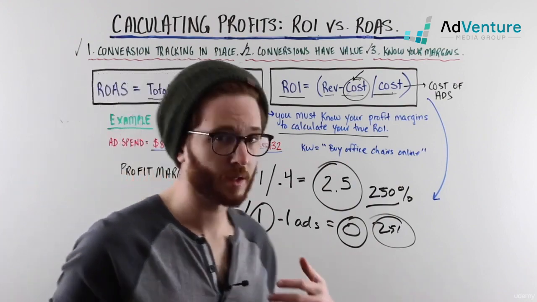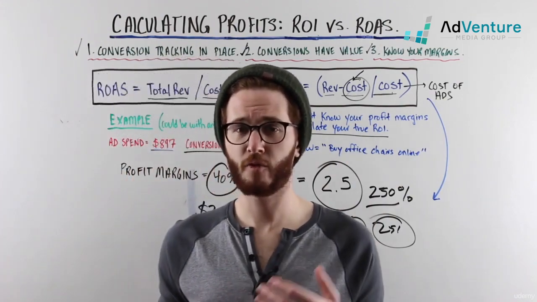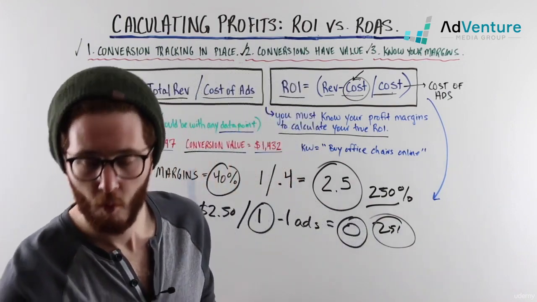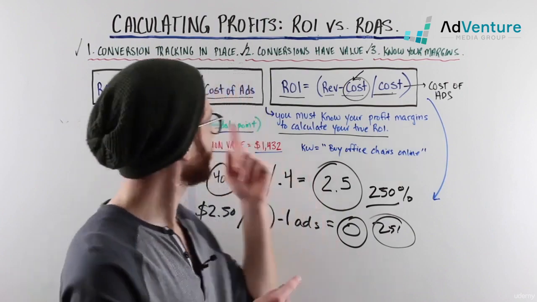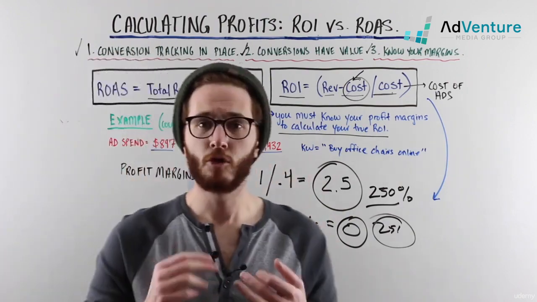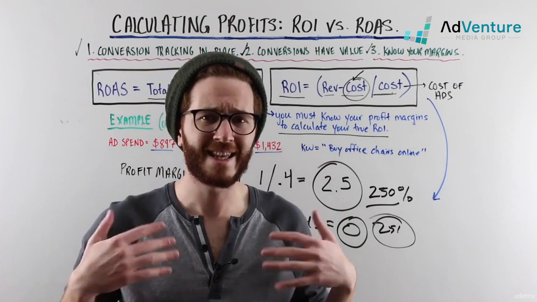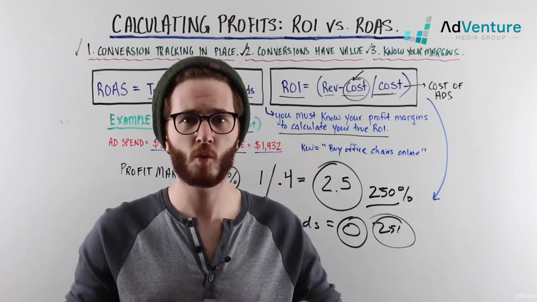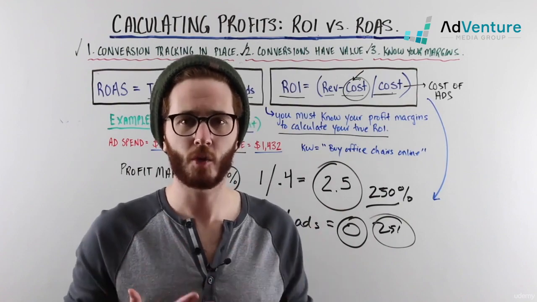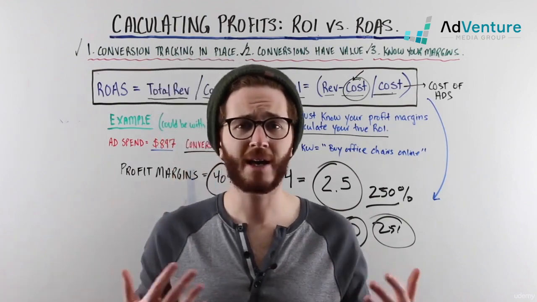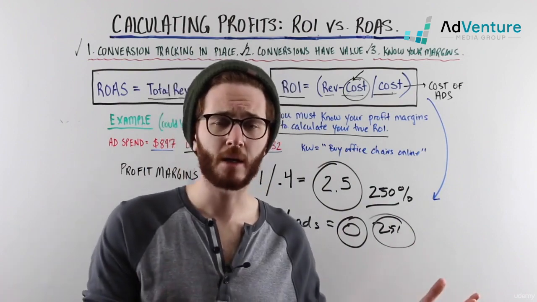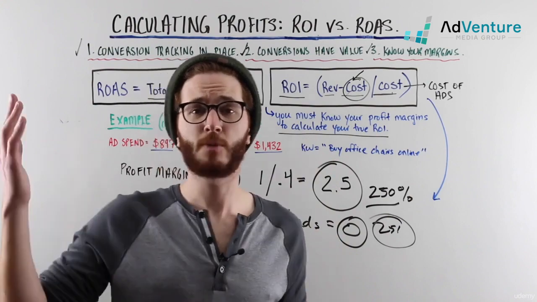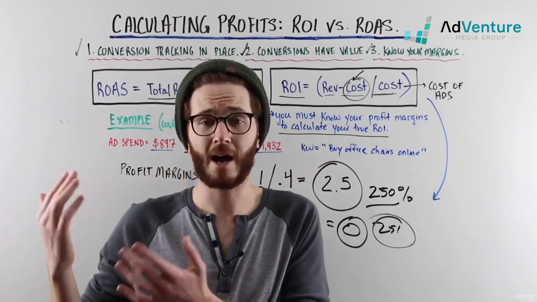This introduction to ROI and ROAS is crucial to help you start understanding how to calculate your profits. Once you're tracking conversions, you have your conversion values in place, and you know your margins, you could really intelligently calculate how successful your AdWords campaigns are. This is when you really begin to get a sense of how you're doing and where you could improve in the account. You'll be able to find certain keywords have a really low ROI. Certain keywords have a really good ROI, even though the costs per click might be much more expensive for the higher ROI keywords.